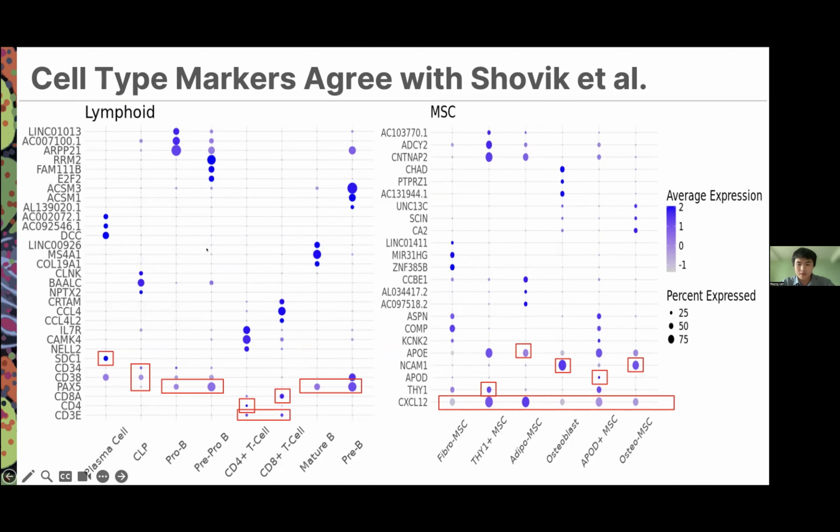Looking at the top marker genes for each cell type can help us come up with our own list of marker genes and validate that our annotations are correct. So on the bottom here, squared in red, are cell markers from Shovik et al. From that paper, the levels of expression with their respective cell types are pretty much expected, and it agrees with the paper. So that is a good validation for our annotations.